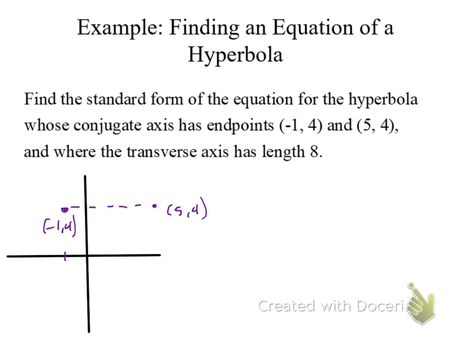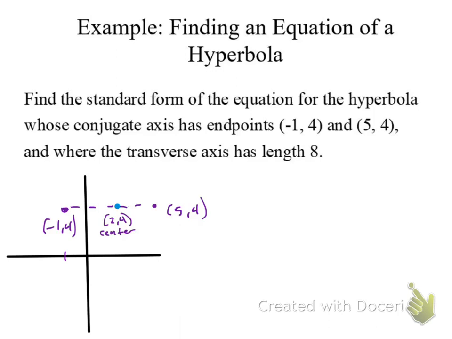So that means that's my small direction. And so my big direction is going to go up and down right in the middle. Okay, so with that, what's halfway between 5 and negative 1? Well, that's going to be 2. So because of that, the point 2, 4 is the center. Okay, so far that's what I have.